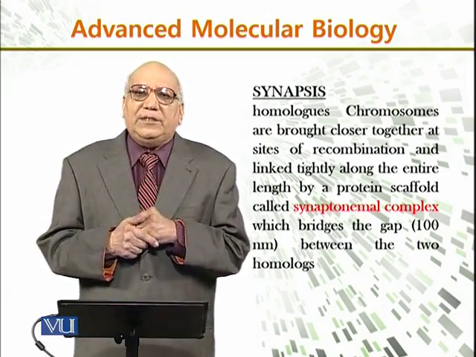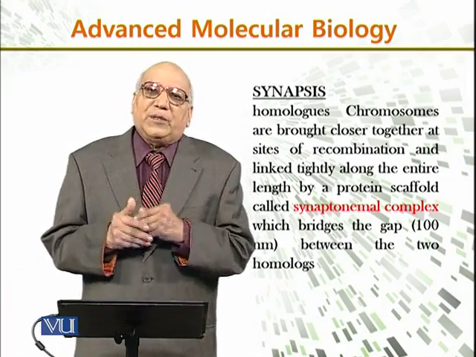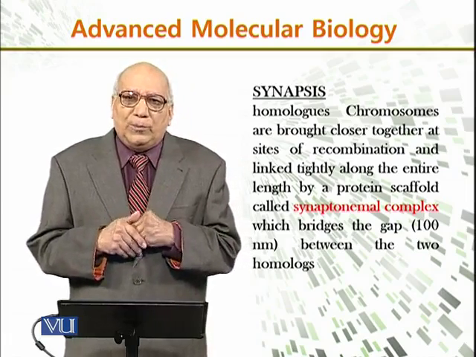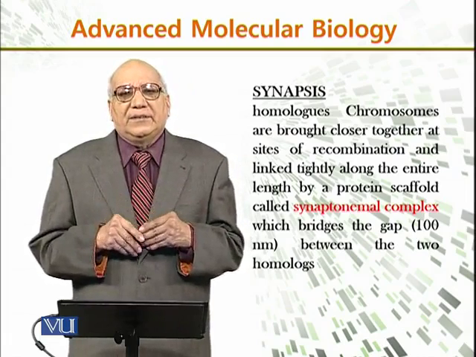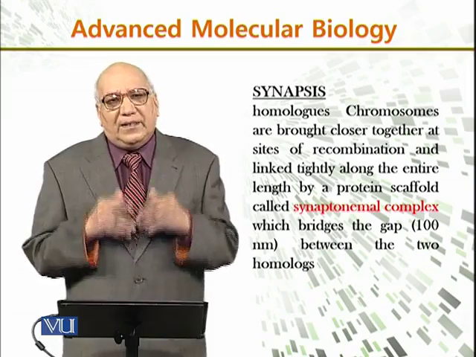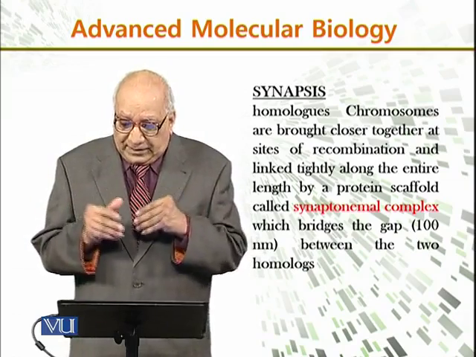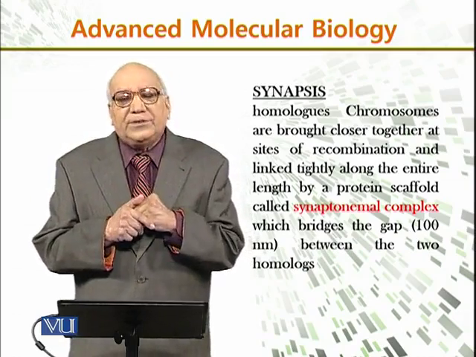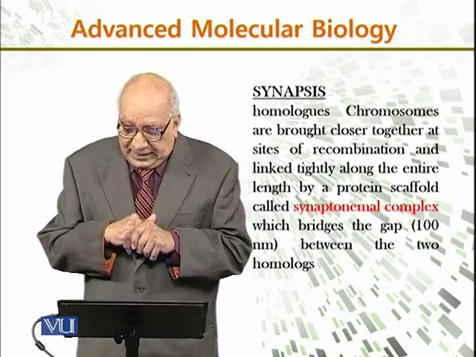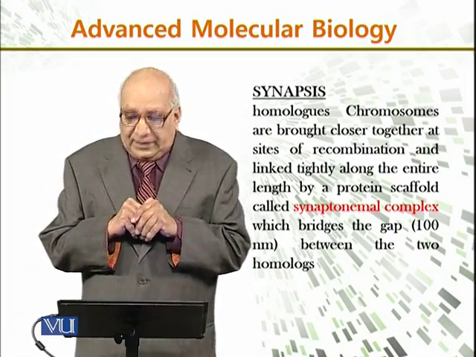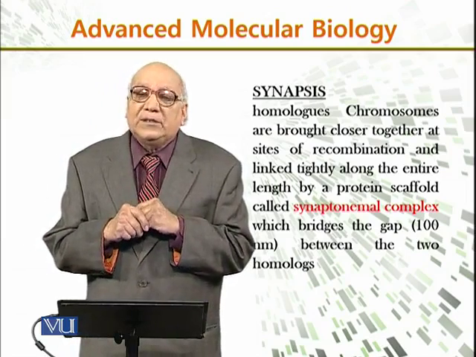Now the process which is known as synapsis, and during this process, what are homologous chromosomes? Those chromosomes which are of the same kind, like one and another. And how these homologous chromosomes are brought together at the site of recombination, where they have to join, where they recombine, and they are linked tightly along the entire length by a protein called the synaptonemal complex.